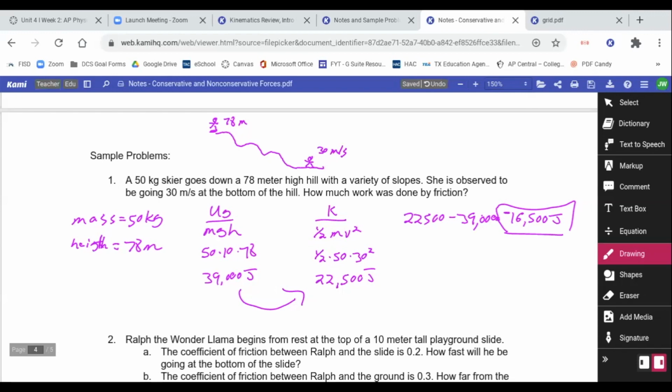I see something came in the chat. Let me see. So our air resistance and force of friction, non-conservative forces. Yes, think of air resistance as friction from the air. Air resistance is basically friction from the air.